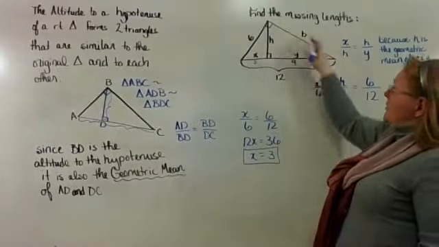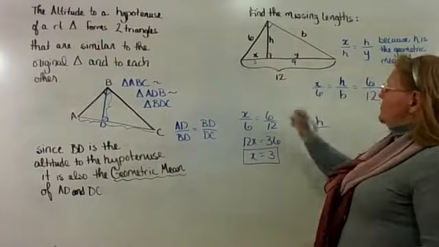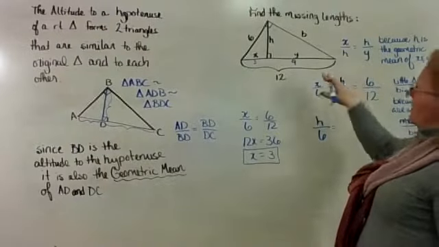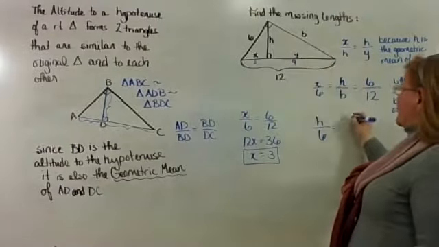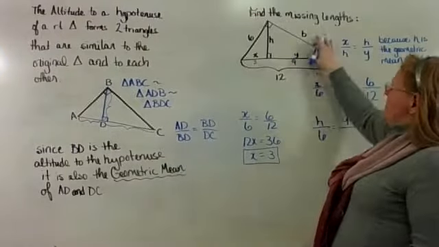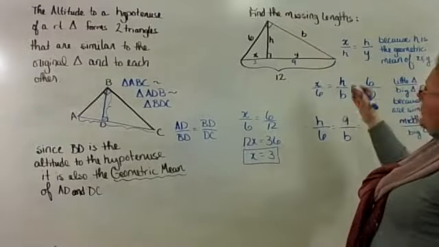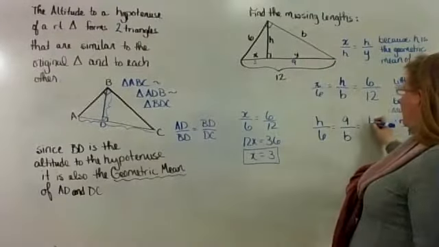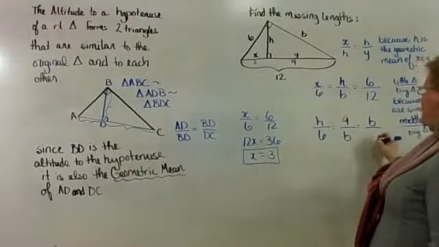Looking at my middle triangle, my smallest side is 8. The smallest side of the big triangle is still 6. The middle side of the middle triangle is going to be 9 because it's its other leg. And the middle side of the big one is b. And then the hypotenuse of the middle one is b, and the hypotenuse of the big one is 12.